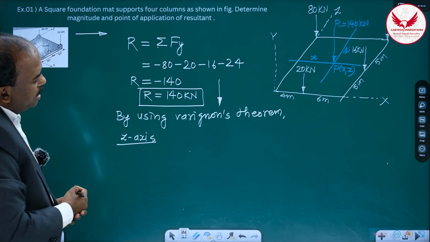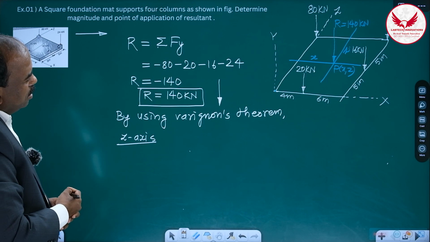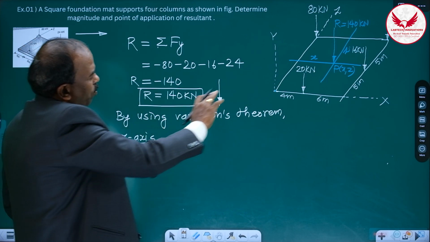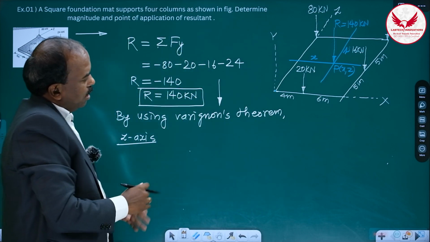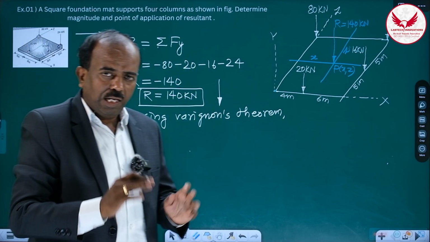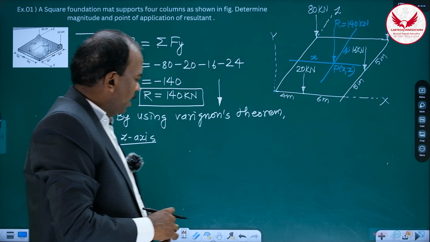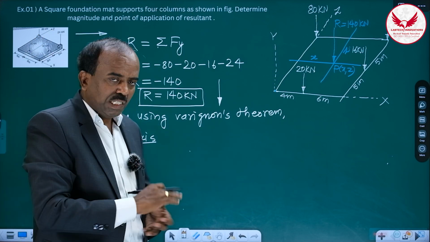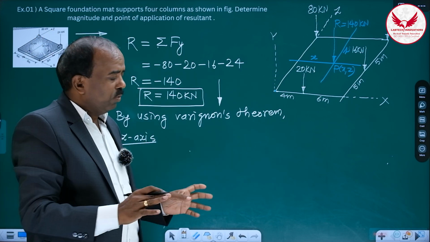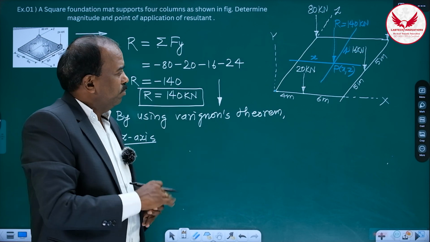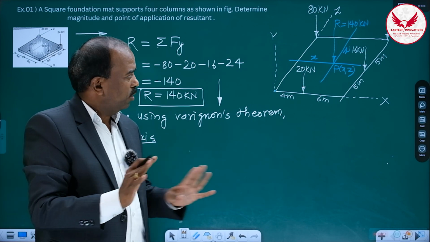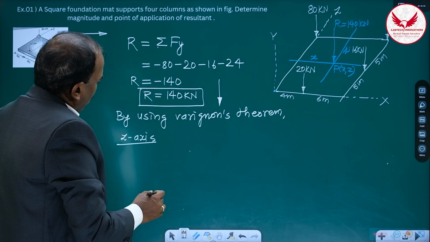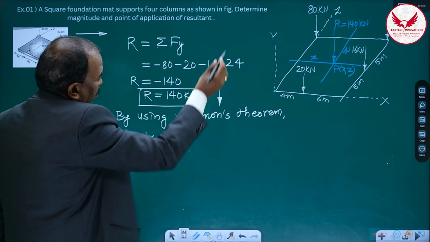And about the z-axis, how can we use it? One side is going to be the moment of the resultant, R into x. And earlier I have told, I'll always consider clockwise moment as positive, anti-clockwise as negative. Some of you can take anti-clockwise positive and clockwise negative. That is also not wrong. Then the moment of the resultant about z-axis.